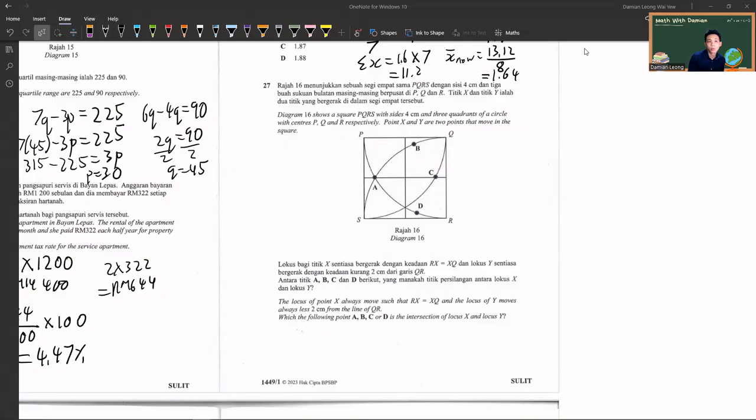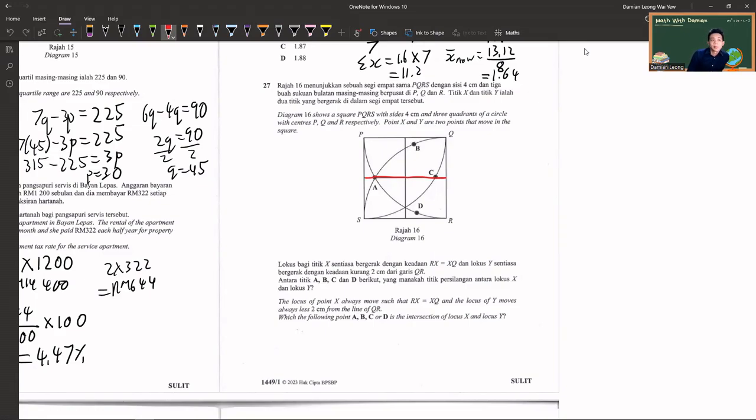equidistant from 2 points. Equal distance from 2 points means it will form the perpendicular bisector. Pembahagi dua sama serenjang bagi titik R dan titik Q. So titik R, titik Q, pembahagi dua sama serenjang, perpendicular bisector means this line. Yeah, that's locus X. Then locus Y.